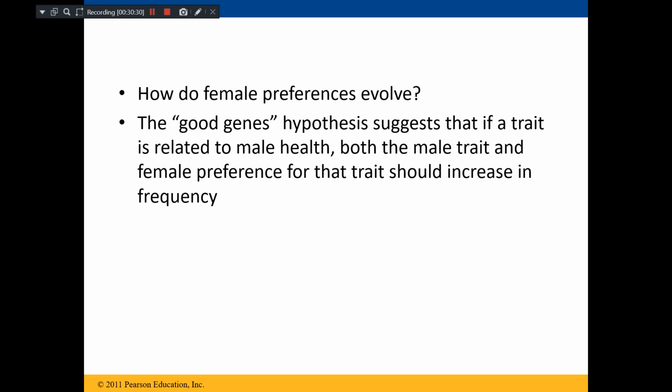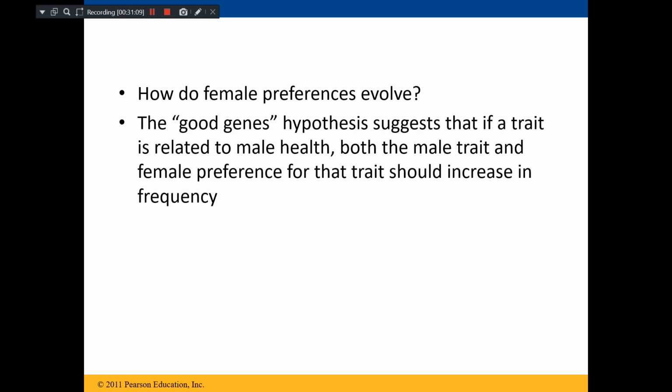Even the same trait is preferred by the female. If the same trait is preferred by female, then the trait has more chance to contribute to the future generation. That is, it should increase in the frequency of those traits in the next generation. That is the good gene. The good genes, if they are preferred by both the male and female, then the frequency of that gene increases in the next population.